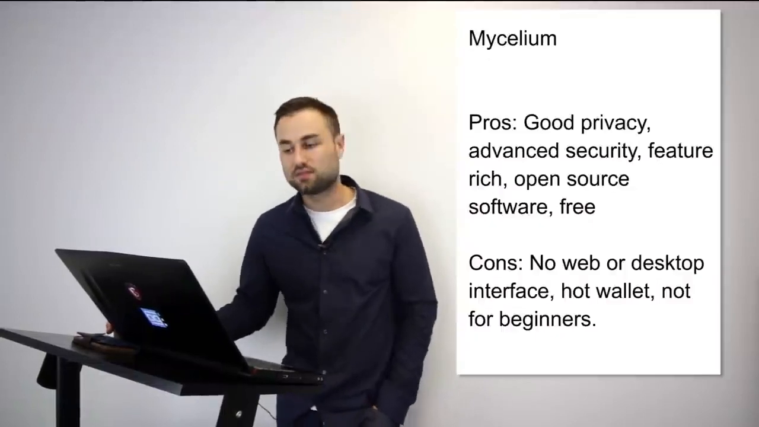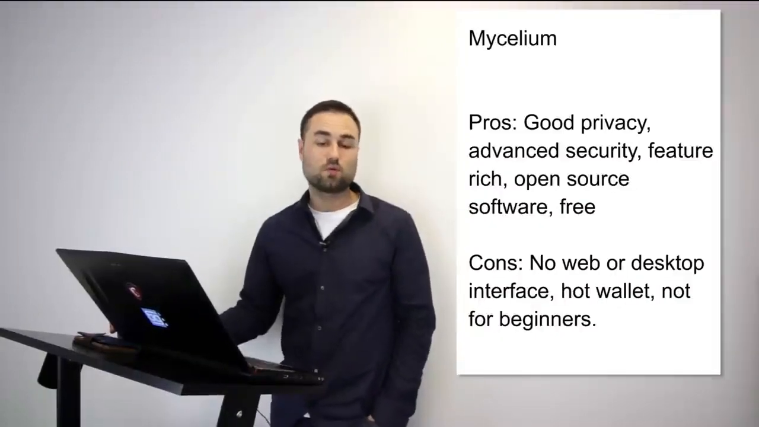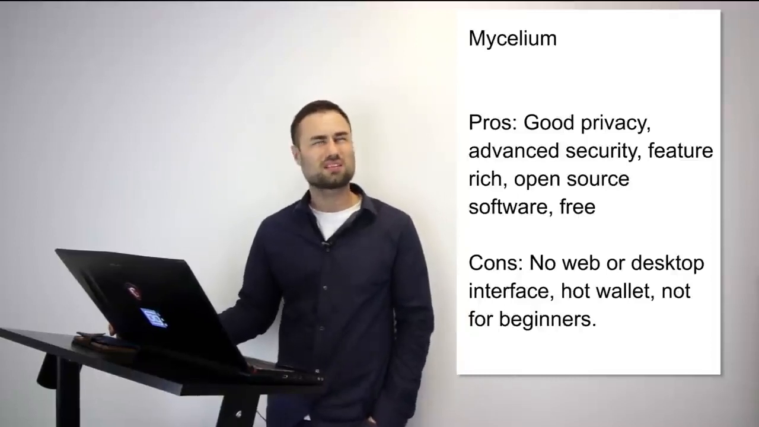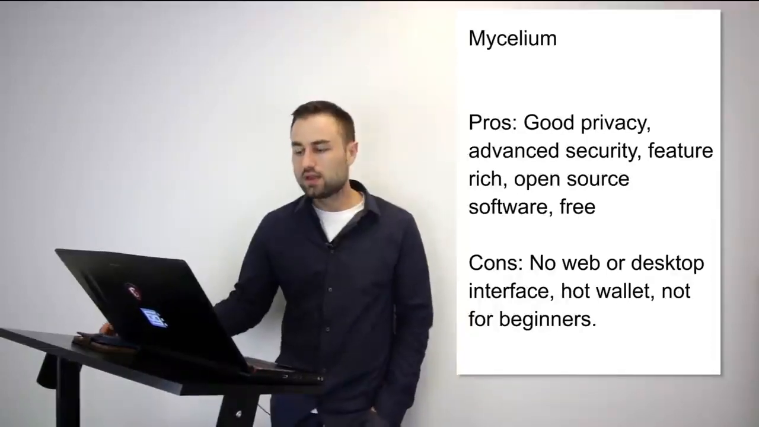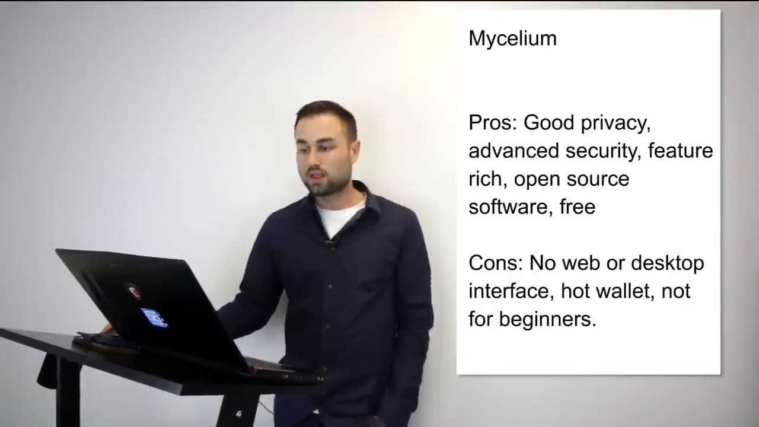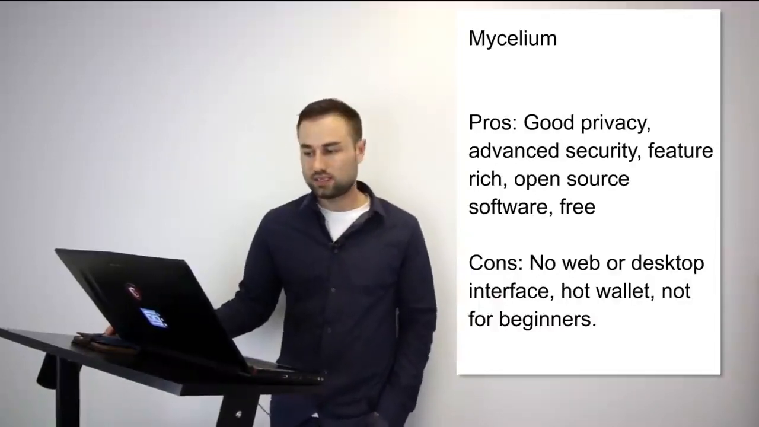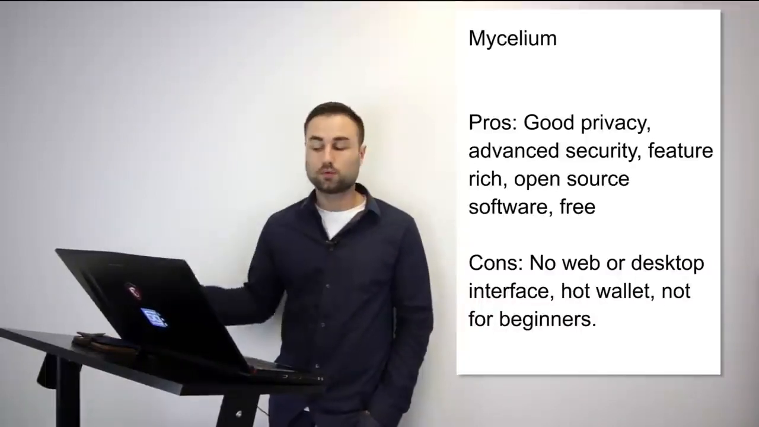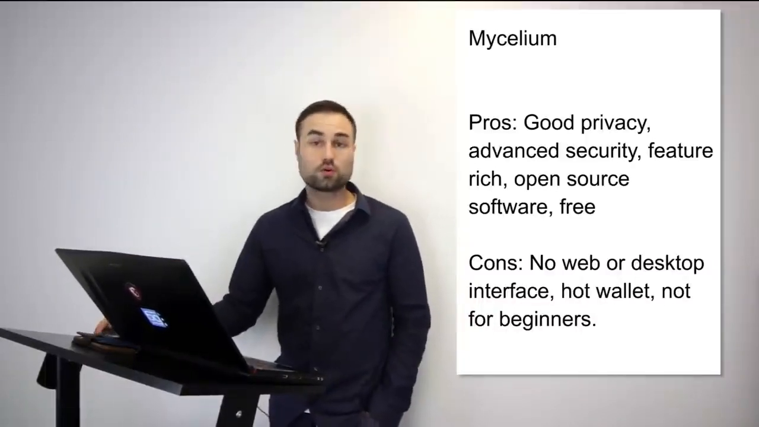Number two, Mycelium. This is the advanced variation. Right now, it's only for Bitcoin, but they do have plans for multi-currency. Ethereum's next, and I think some tokens, if I'm not mistaken. It is for both Android and iPhone. What's really good about this is great privacy. It has advanced security like multi-signature security where you need multiple touch points to go online. It's open source, it's free.